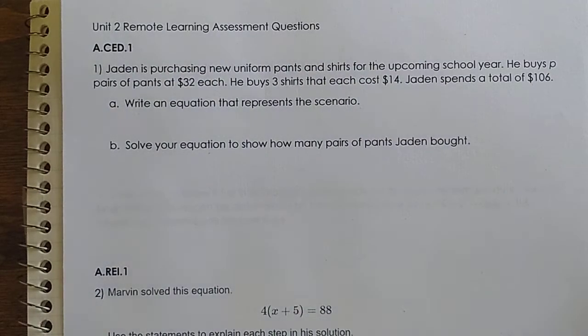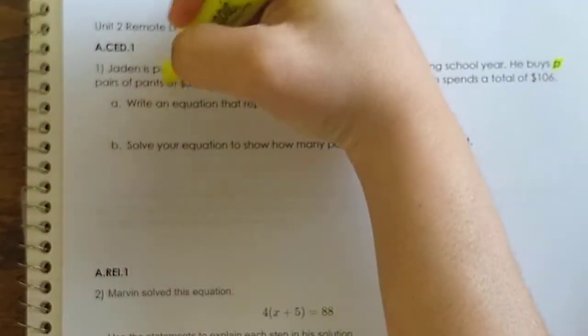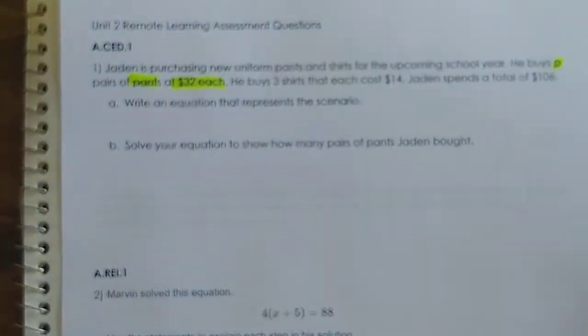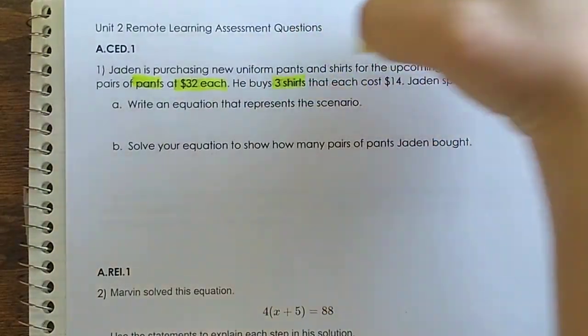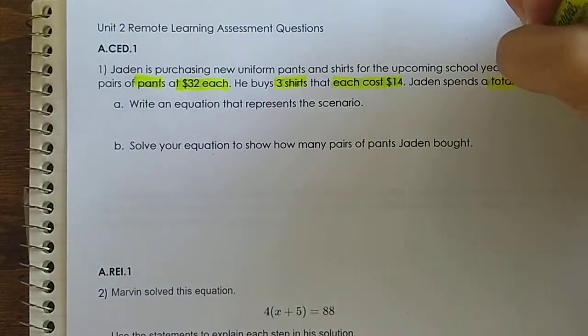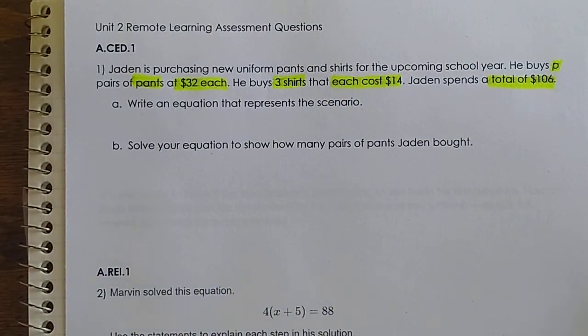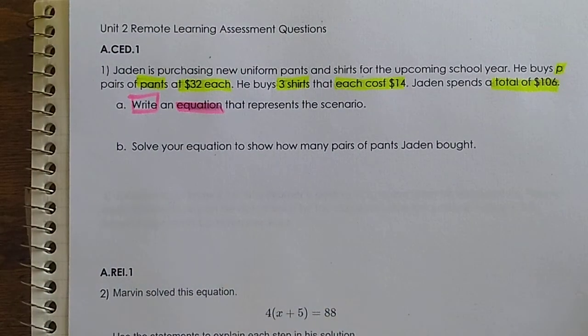Jaden bought. So when we're breaking down a problem like this, we want to highlight the important information. So we know that he buys P pairs of pants at $32 each. So each pair of pants is going to cost $32. He buys exactly 3 shirts that each cost $14. And he spends a total of $106. And our job is to first write an equation that represents the scenario. So we see that word write, we know, okay, we're not going to have to solve anything. We just have to set up a sentence, make an equation, and then we're going to solve it.